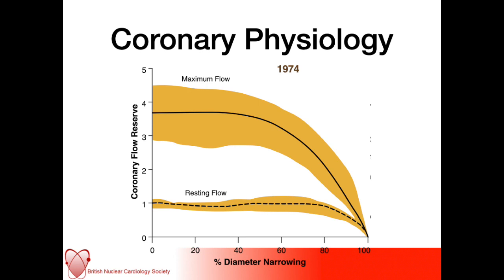What we're trying to exploit is essentially the same dog experiment performed by Lance Gould, where he demonstrated that resting flow is maintained across stenoses until they reach around the level of 80 to 90%. However, if you were to cause hyperemia and increase the maximal flow across the stenosis, the flow is decreased at around the level of 50%, and therefore we need to recreate that hyperemia.